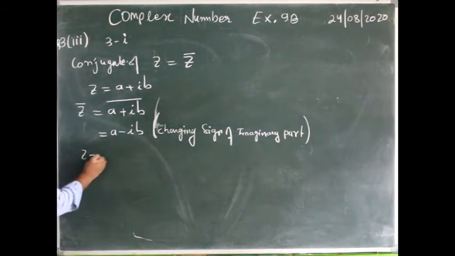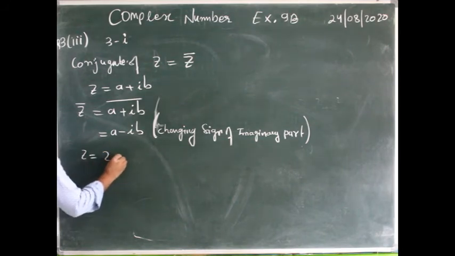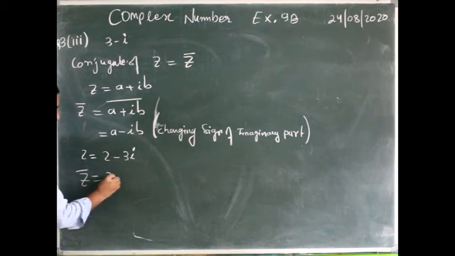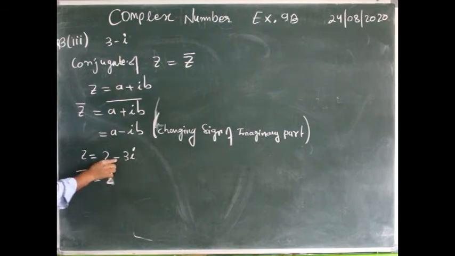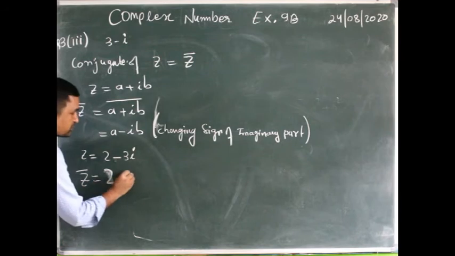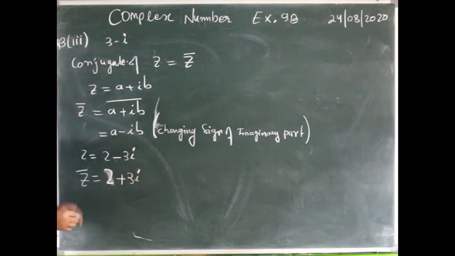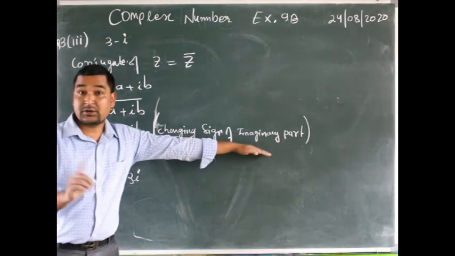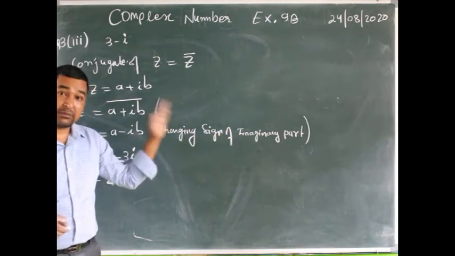Suppose z equals 2 minus 3i. Then what is the conjugate of this one? The conjugate is 2, then the sign that was minus now changes to plus 3i. How to get a conjugate? Conjugate means changing the sign of the imaginary part, not the real part.